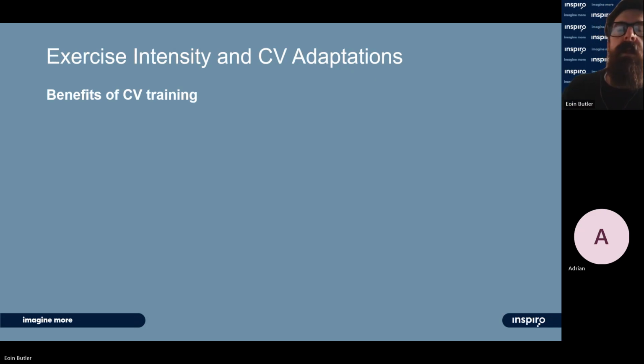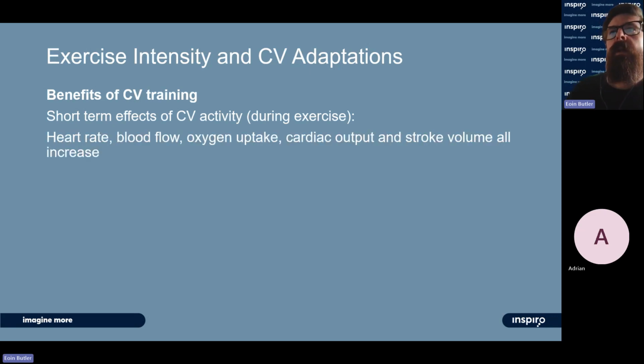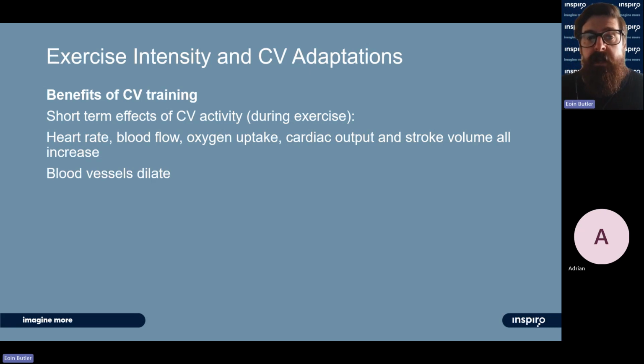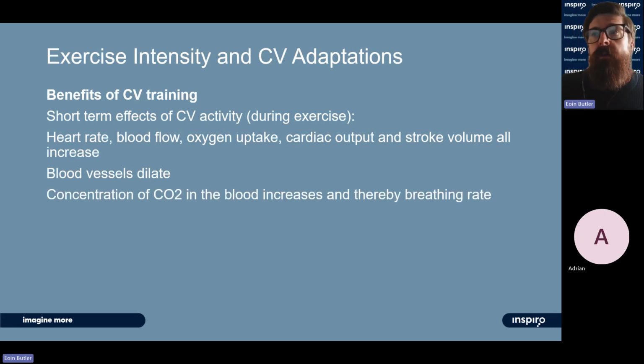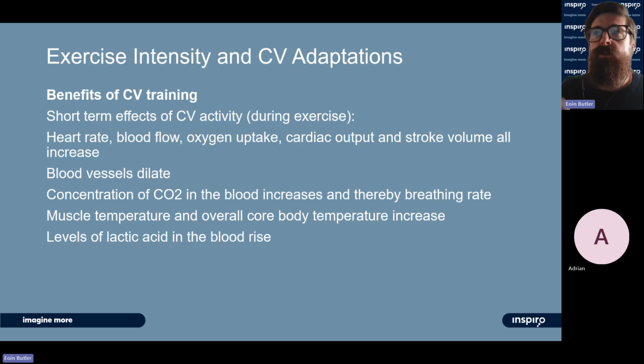Okay, so a little recap from earlier as well. Benefits of cardiovascular training. Our short-term effects during exercise: when we do cardiovascular training, heart rate, blood flow, oxygen uptake, cardiac output, and stroke volume all increase. Blood vessels will dilate. The concentration of carbon dioxide in the blood will increase, and thereby breathing rate will increase. Muscle temperature and overall core body temperature increase, and the levels of lactic acid in the blood will rise. So during exercise, this is what happens when we train the cardiovascular system.